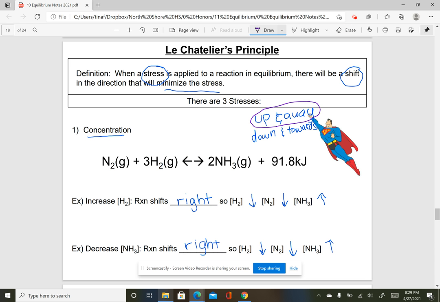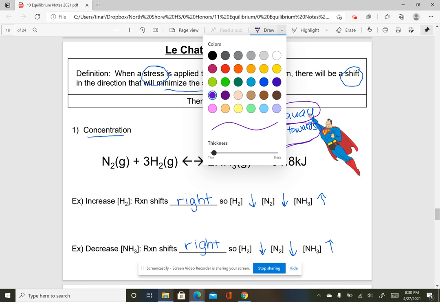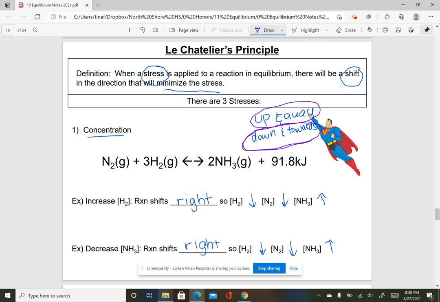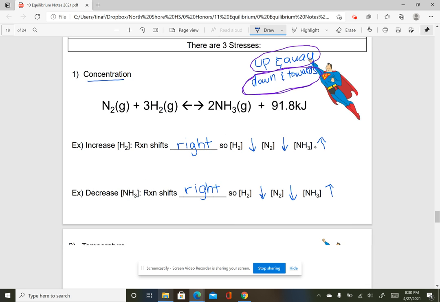So for the second example, it says I'm decreasing NH3. So this time I want to find NH3 and I want to put a down arrow because I'm decreasing. If you have a down stress, your equilibrium should face towards it. So if this is my stress, which one of these arrows faces towards that stress? Going to the right. So again, I would love if conceptually you understand this, but you can use your up and away, down and towards always to check yourself. Okay? All right, so concentration is one stress, and that's how we deal with it.